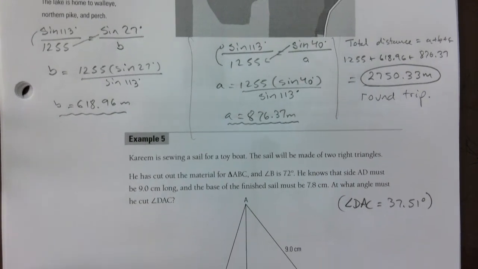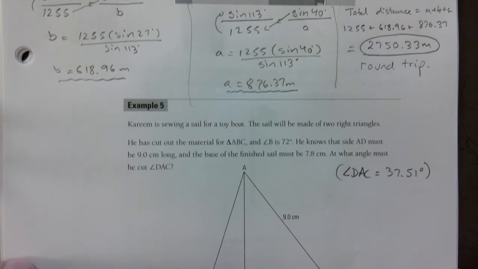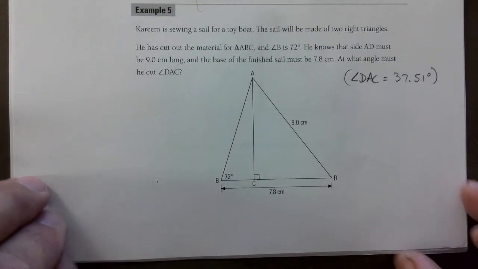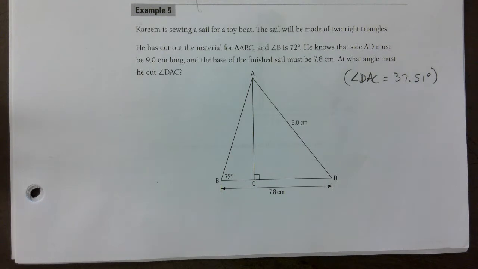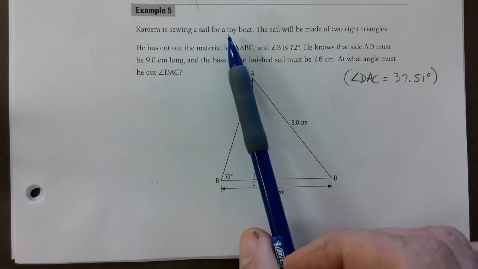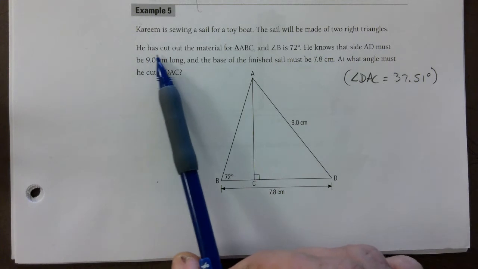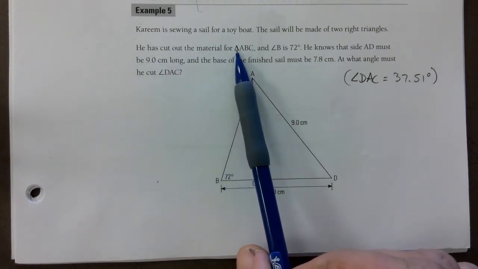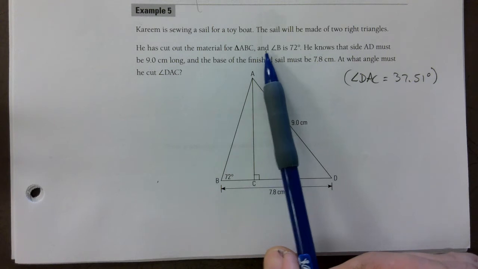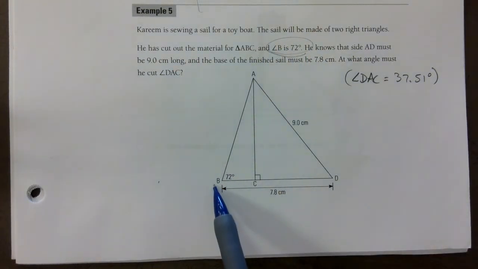This is going to be important. There's going to be a 3-letter notation question on the test where I'm going to make sure you understand how to use the 3-letter notation for angles, okay? So go over here. And so there's Kareem is sewing a sail for a toy boat. And there's 2 right triangles. She has cut out the material for triangle. This is triangle ABC. And angle B is 72. So angle B is 72 degrees, which is right there.